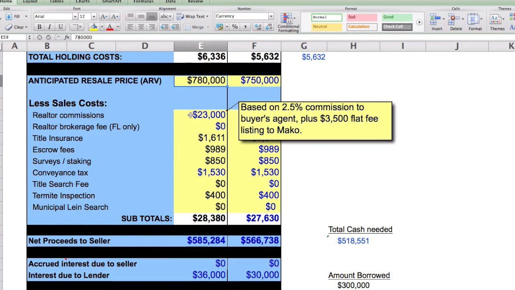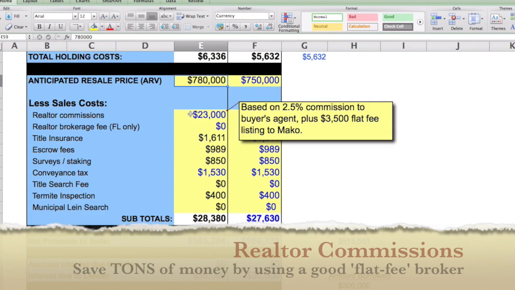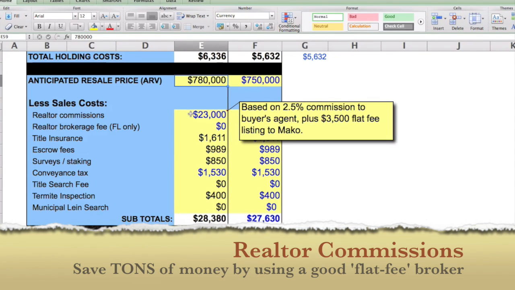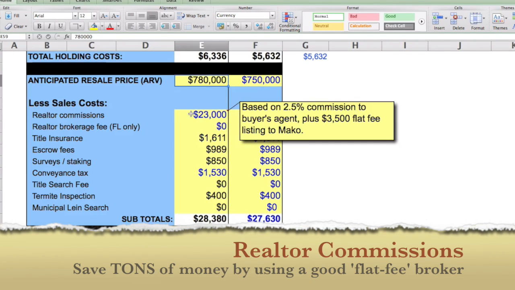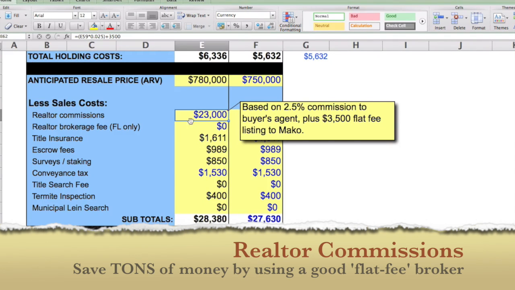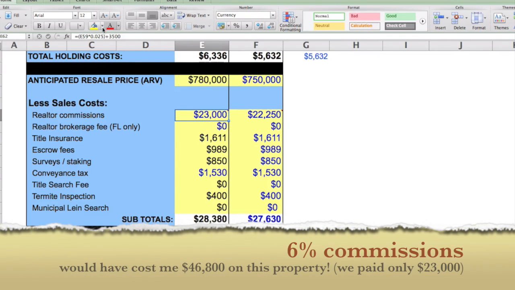Now, because we're selling, we have to pay realtor commissions. But rather than just pay a full-on 6%, because we're savvy investors, we never pay that much to have our property sold by realtors. So what I'm doing here, as you can see from this call-out box, is I am offering a 2.5% commission to the buyer's agent, plus a $3,500 flat fee listing to one of our realtors. And if you click on the cell, you'll also see up here, this is my formula. So you can see the formula, okay?